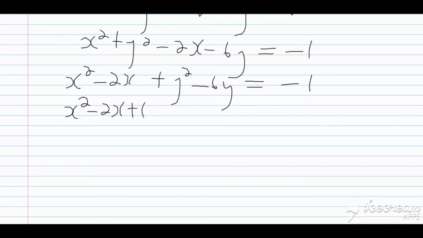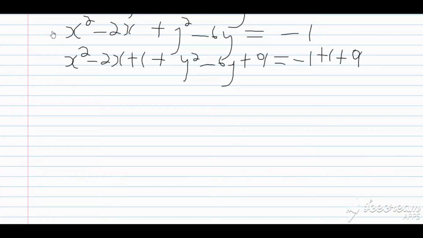We apply the same concept to the y squared minus 6y. Half of negative 6 is negative 3, and when I square that, I get a positive 9. Now look at the left hand side. I have an extra plus 1 and an extra plus 9. So to keep this equation balanced, I'm also going to have to add the 1 here, and I'm also going to have to add the 9 there.